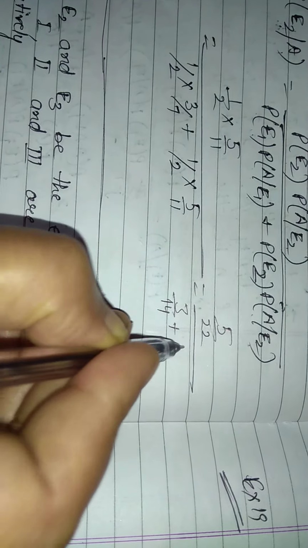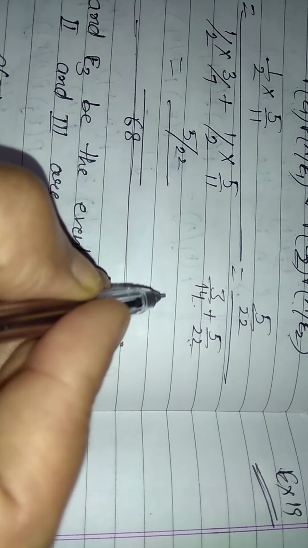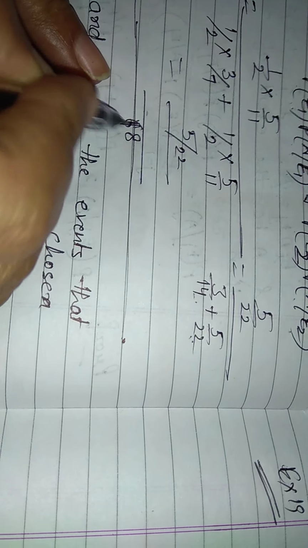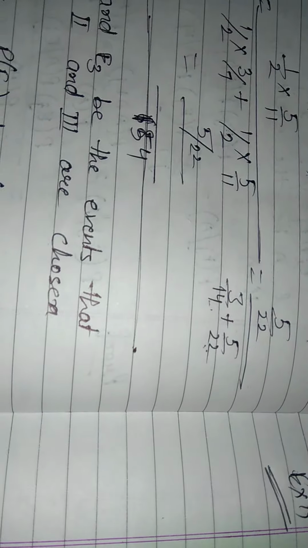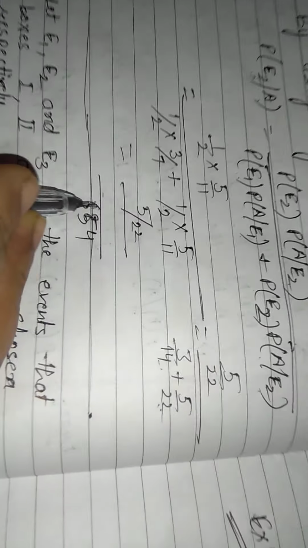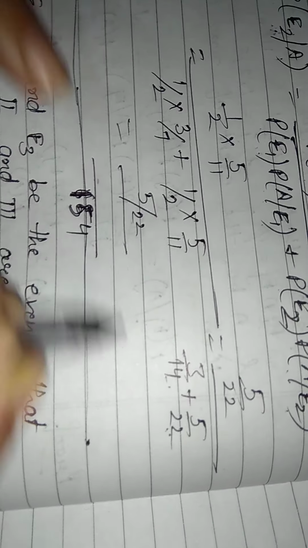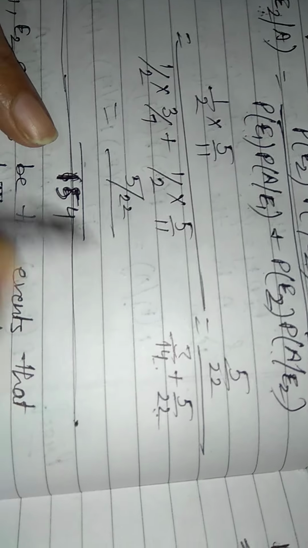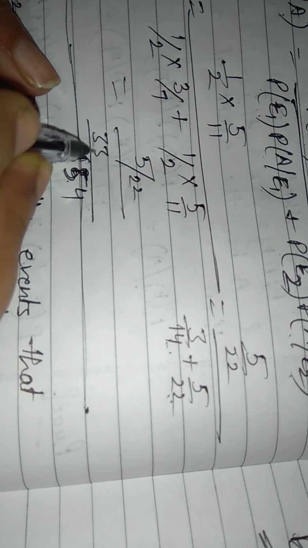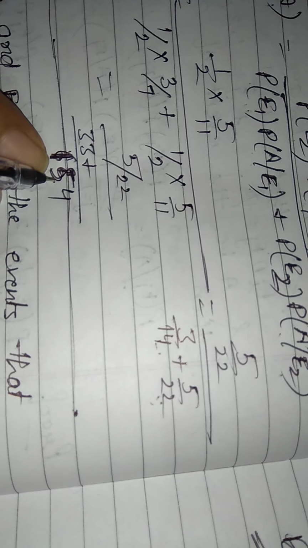This is 68. LCM is 68. Sorry, LCM is 77. This is 154. Sorry, LCM is 154. This one, LCM is 154 we have taken. So 154 is LCM. 14 11s are 154. This is 33 plus 22 7s are 154.